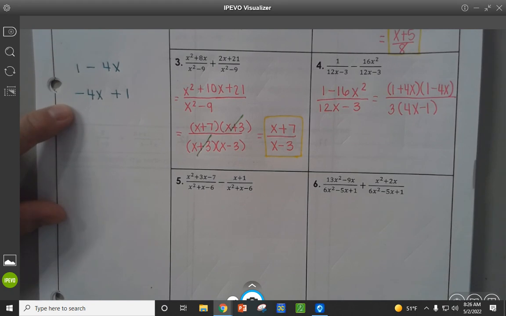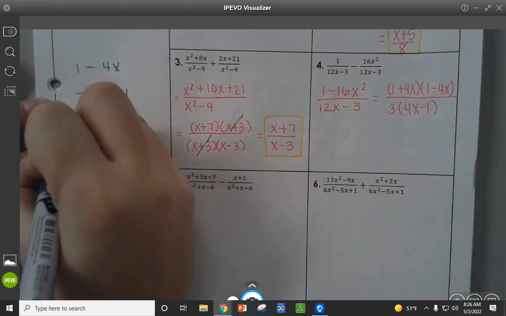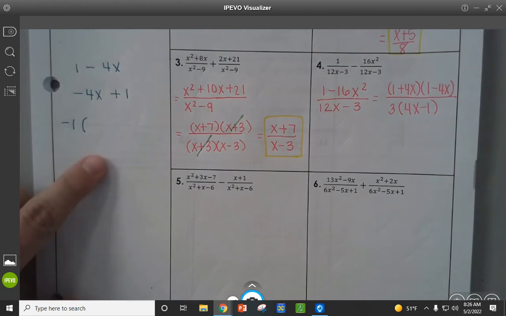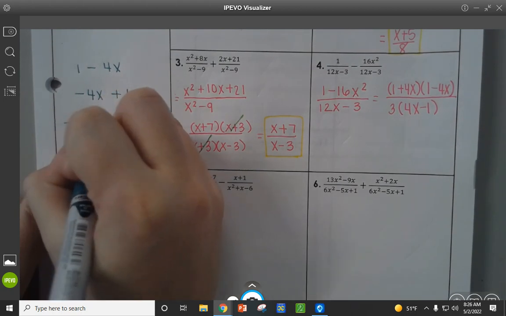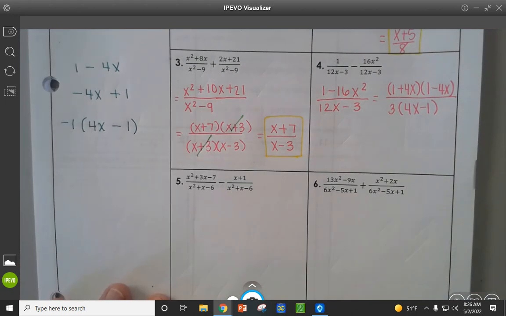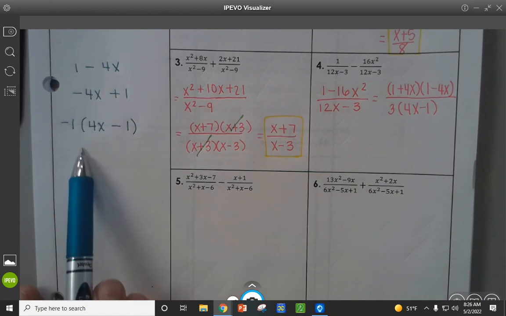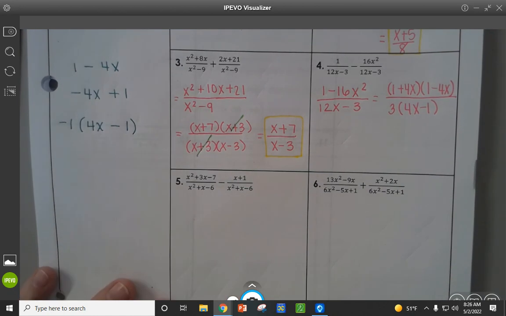I can also factor out a negative 1. You could always do that. It's just not usually necessary. So if I take out a negative 1, this becomes positive 4x minus 1. All three of these mean the exact same thing.